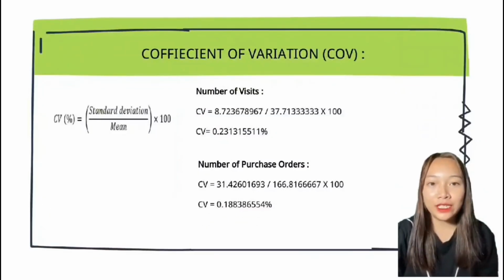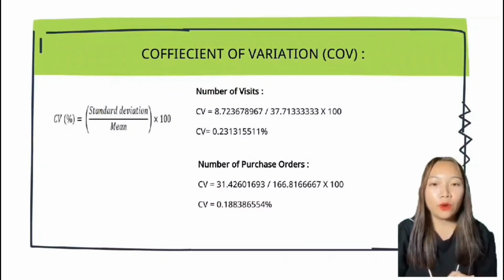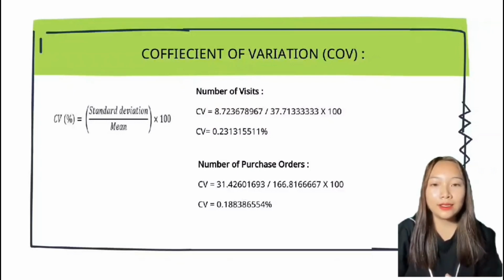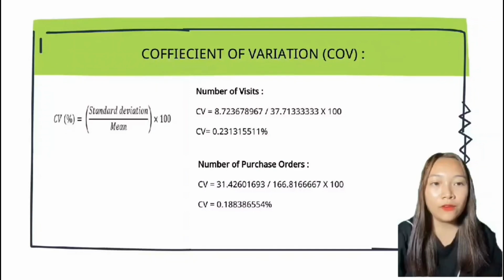Last is the coefficient of variation, or CV. The formula is CV equals S divided by the mean. So, the CV for visit is 0.23131551. Meanwhile, for purchase it is 0.1883865554. That's all from my part.